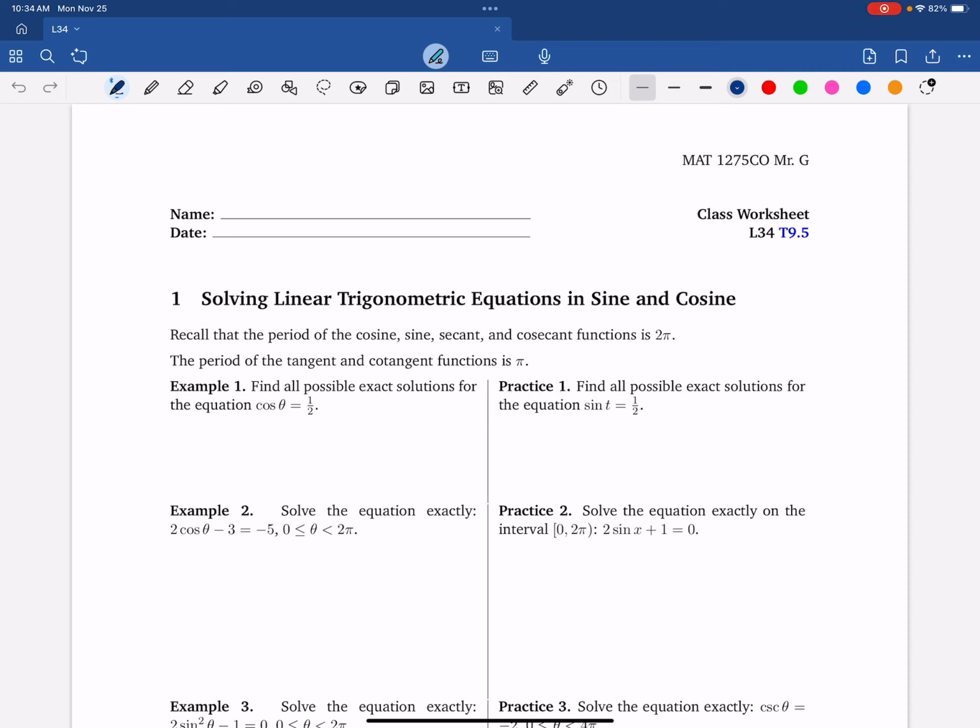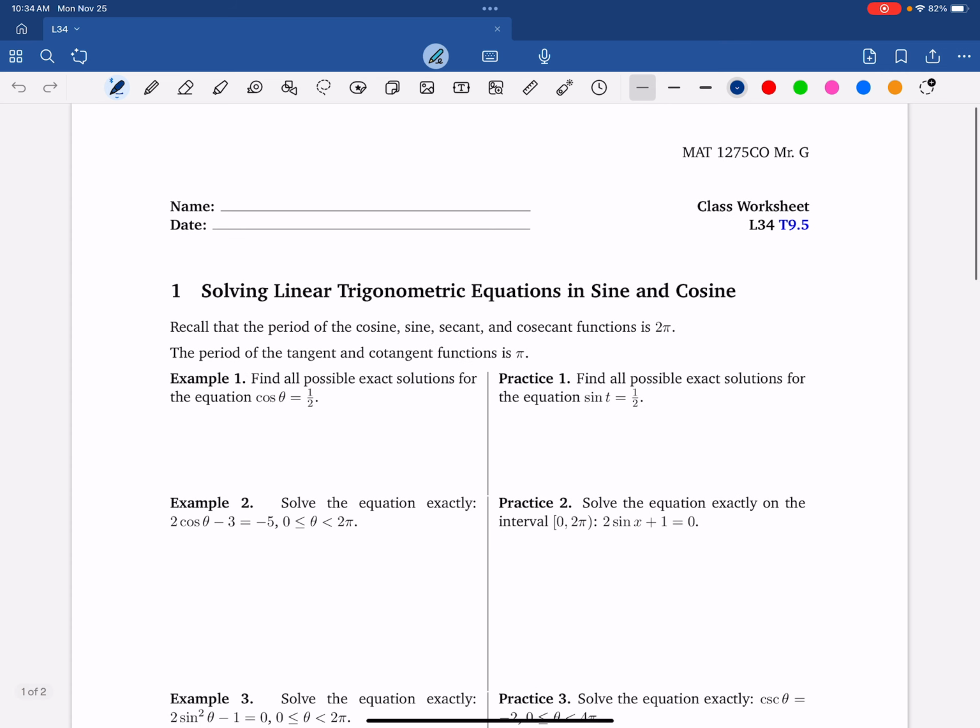So what that means is that for cosine, sine, secant, and cosecant, the graph of these functions repeats itself every 2 pi. And for tangent and cotangent, the graph repeats itself every pi. Let's use example 1 and practice 1 to demonstrate how you're going to use the period to solve the problem. Example 1 says, find all possible exact solutions for the equation cosine of theta is 1/2.